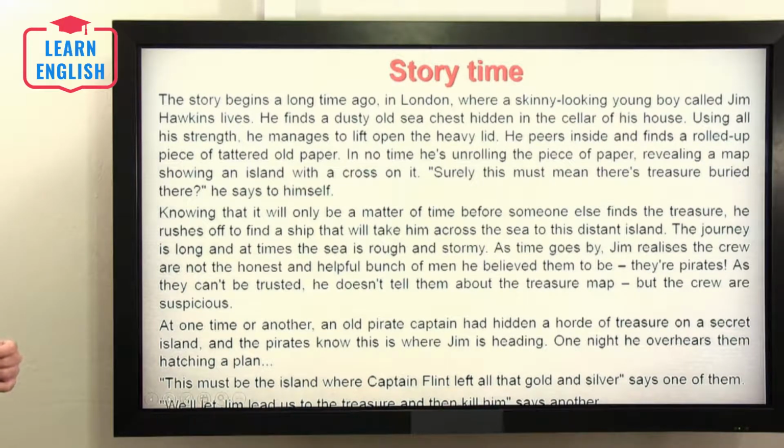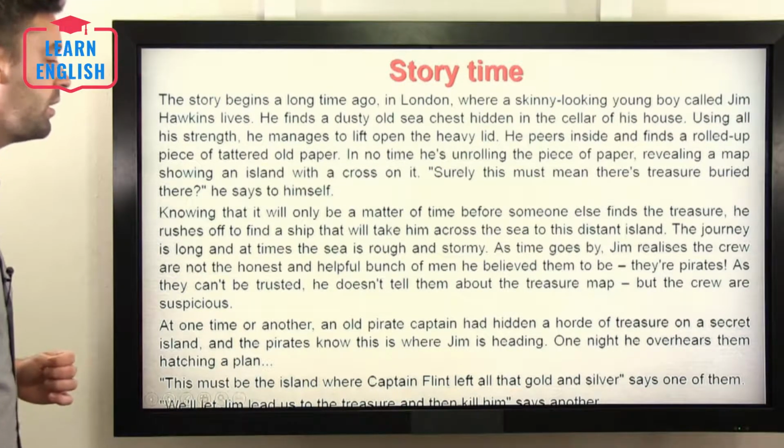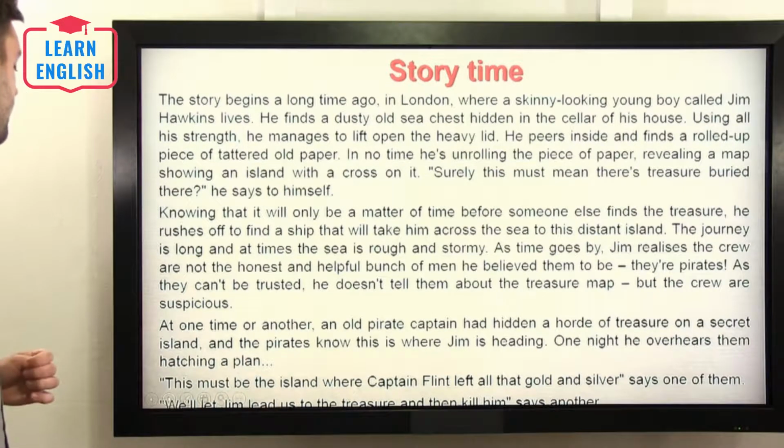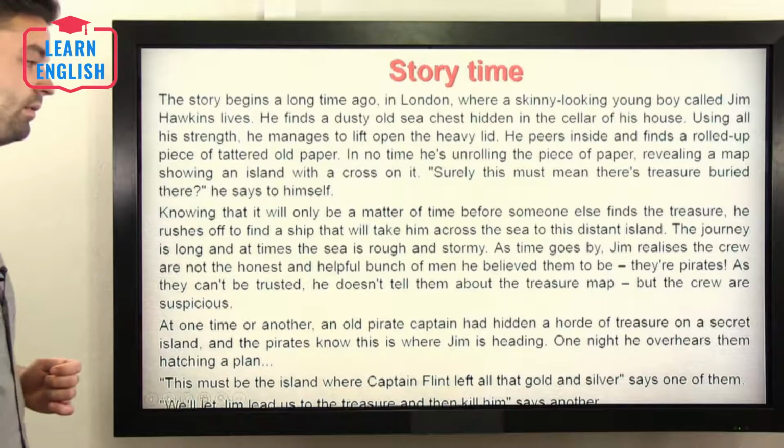The journey is long, and at times the sea is rough and stormy. As time goes by, Jim realizes the crew are not the honest and helpful bunch of men he believed them to be. They're pirates. As they can't be trusted, he doesn't tell them about the treasure map, but the crew are suspicious. At one time or another, an old pirate captain had hidden a hoard of treasure on a secret island, and the pirates know this is where Jim is heading. One night he overhears them hatching a plan. "This must be the island where Captain Flint left all the gold and silver," says one of them. "We'll let Jim lead us to the treasure, and then kill him," says another.